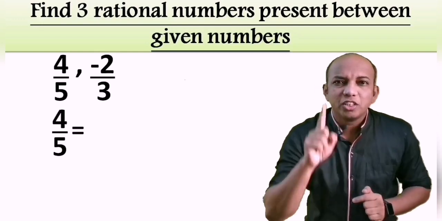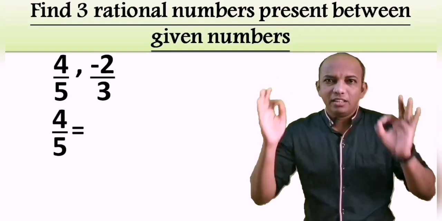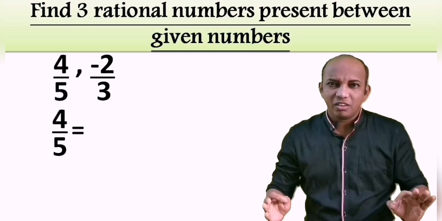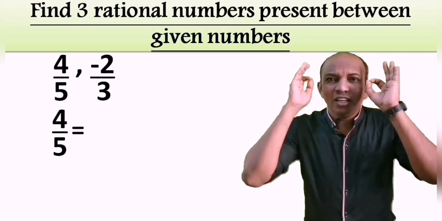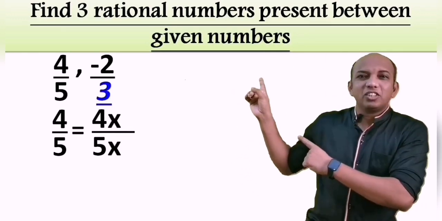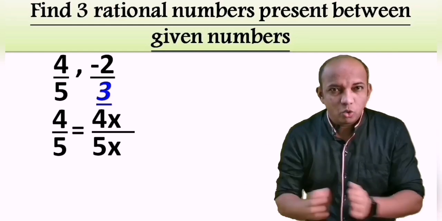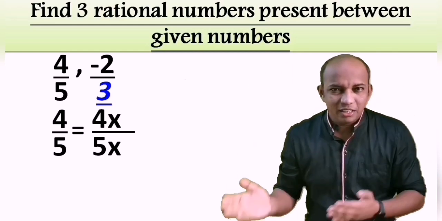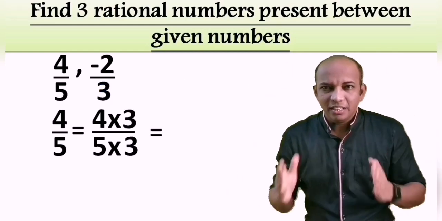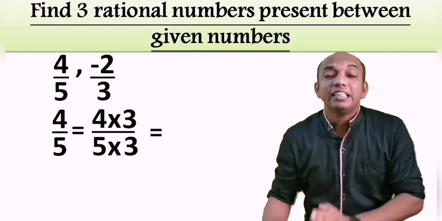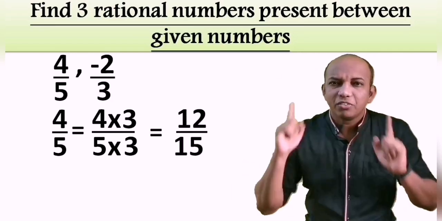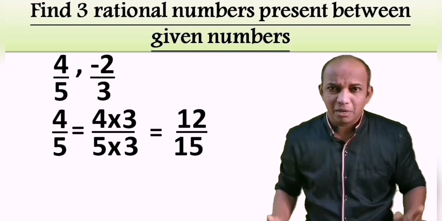4 upon 5, write the first fraction as it is. Then 4 and 5 will be multiplied by the denominator of the second fraction. So we get 4 into 3, the whole upon 5 into 3, right? And that results in 12 upon 15. So over here the denominator is 15, keep it in mind.